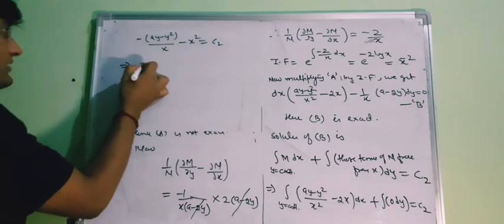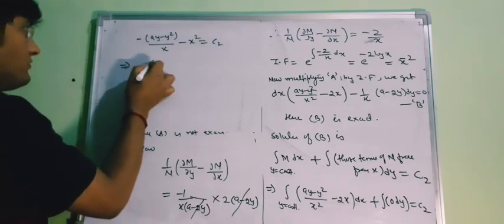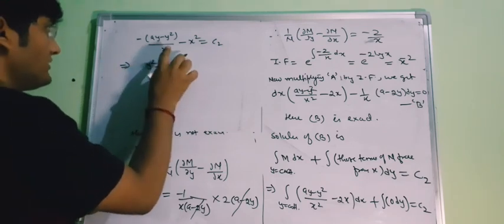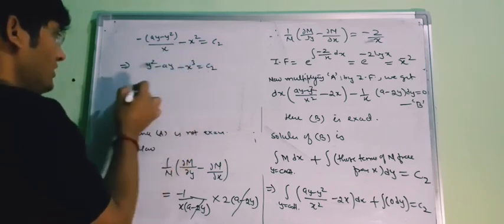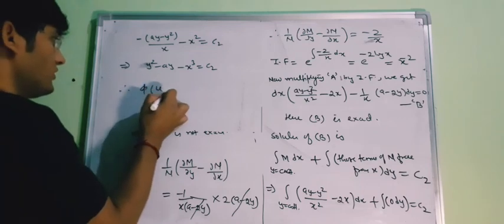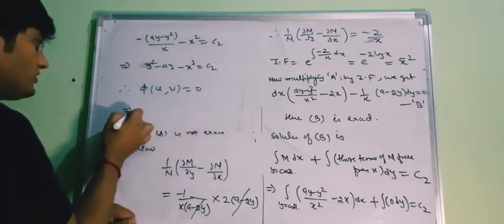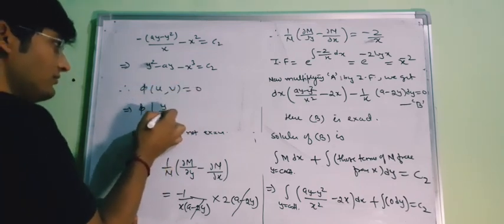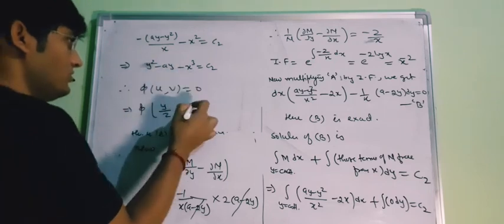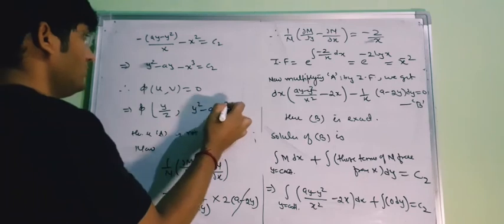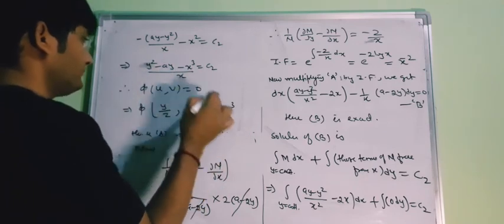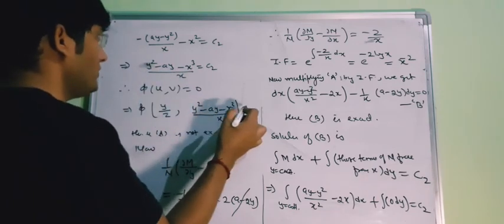So we can write it as (ay square minus ay minus x cube) equal to constant c2. Therefore your solution is phi(u, v) equal to 0. And your first term was y upon x, I think. And this is (y square minus ay minus x cube) divided by x. So this is your second solution.